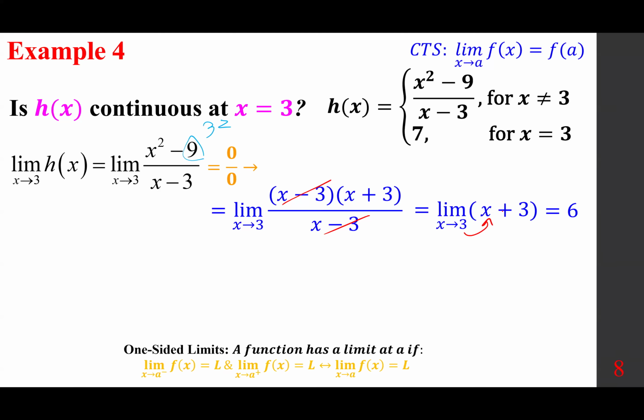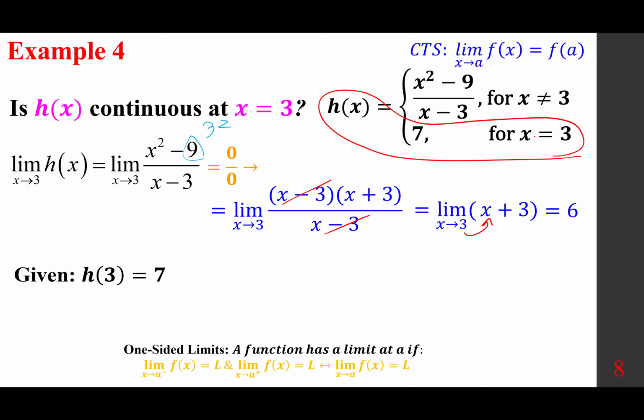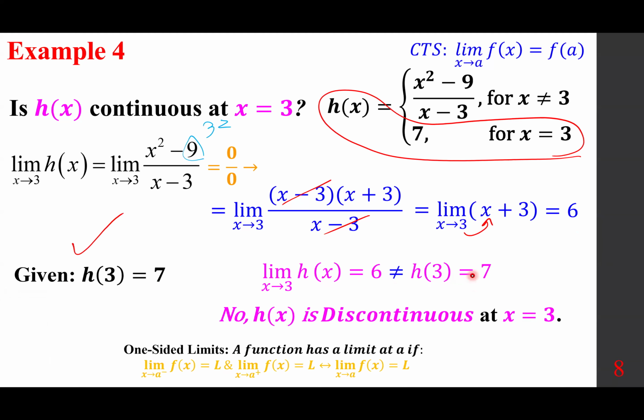So the limit exists. However, this means h of 3 is 7. Are they equal? The answer is no. Because the limit of h of x as x approaches 3 equals 6, not equal to the functional value h of 3 equals 7, then h of x is discontinuous at x equals 3. So can you fix it? You can redefine the functional value. If you redefine it as 6, you can fix it.